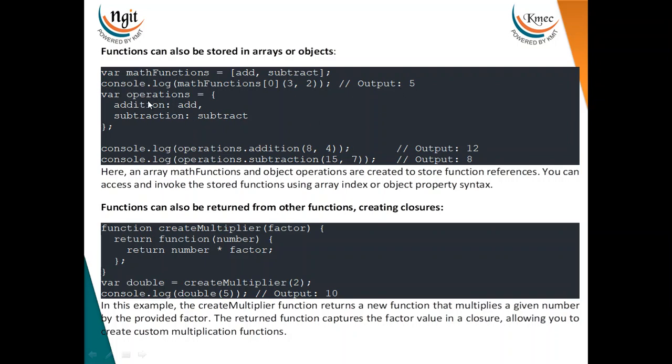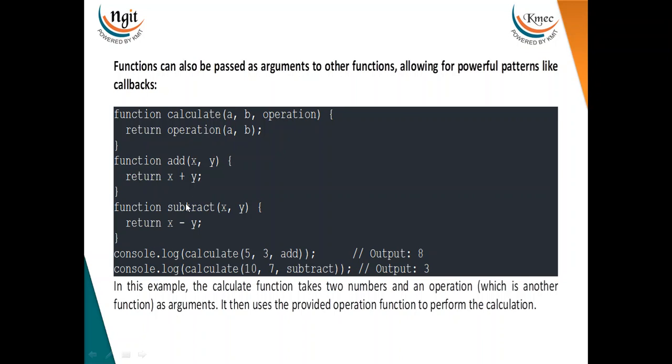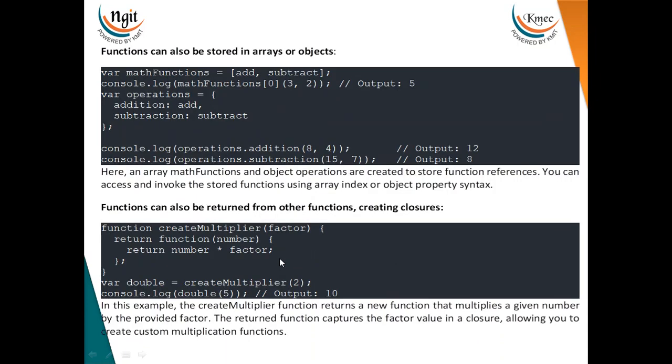This is the other way, like variable operations equals, I am giving two variables and assigning these functions to those variables and trying to invoke that function in the console.log. Like I am asking operations.addition and passing the parameters. So it will give the addition, the sum, as we have seen in the previous slide. The add function we have assigned to the addition variable, the subtract function we have assigned to the subtraction variable. So it has taken them and is giving the value.